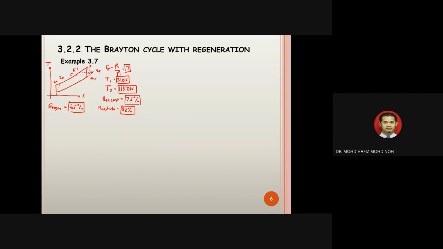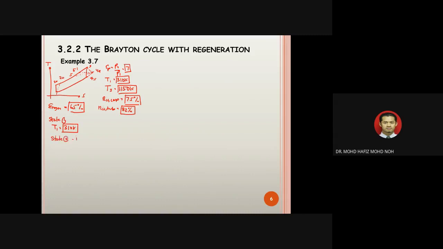Then you can proceed to calculate the parameters at each state. Start with state 1. State 1 gives you the value of T1, so it's okay. 310 Kelvin, right? So you're done for state 1. And then you go for state 2.